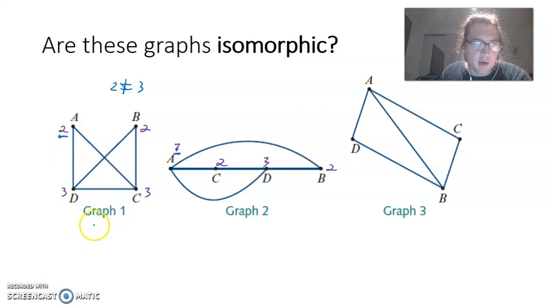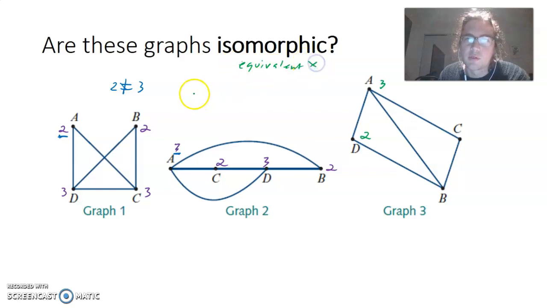If we compare graph 1 and graph 3, in graph 3, A has degree 3. So again, 2 does not equal 3. Graphs 1 and 3 are not isomorphic. Is graph 2 isomorphic with graph 3? Okay, well A has degree 3 in both of them. Let's see what D has. D has degree 2 here and degree 3 here. So I can see that because they don't match, they're not isomorphic. They're not equivalent.